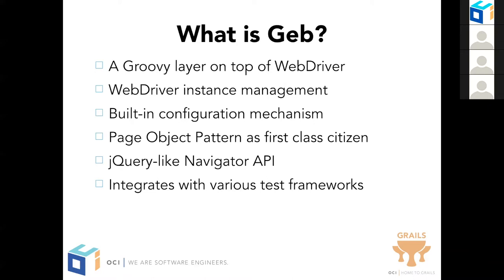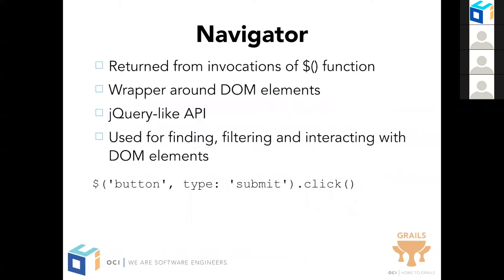The next bit about Geb is it comes with a navigator API, which is jQuery-like, not exactly like jQuery, but jQuery-like. And you use the navigator API to select and interact with DOM elements on the page. You use CSS selectors to match certain elements of the page, and you can think of a navigator as a wrapper around DOM elements, similar to what a jQuery object is.